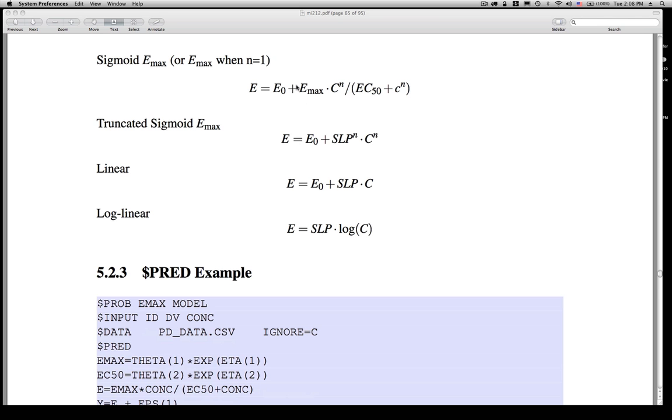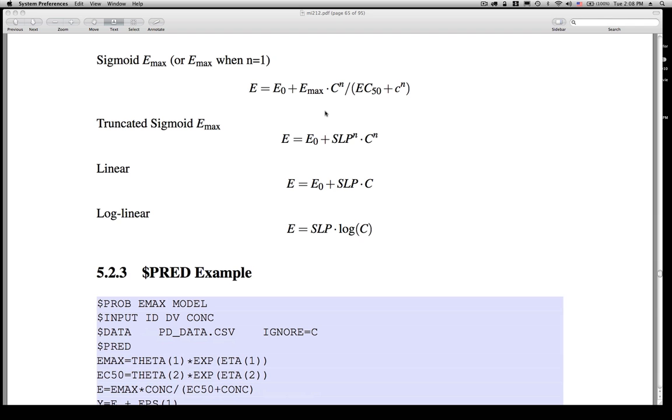There's actually a typo in this one here. Sorry about that. This is the sigmoid Emax model, where n is what's known as the Hill coefficient, but it's missing here from the EC50 term. I'll go back and fix that and repost the notes. But this expression is actually derived from the cooperative binding of oxygen and hemoglobin. That's where the Hill coefficient comes from.